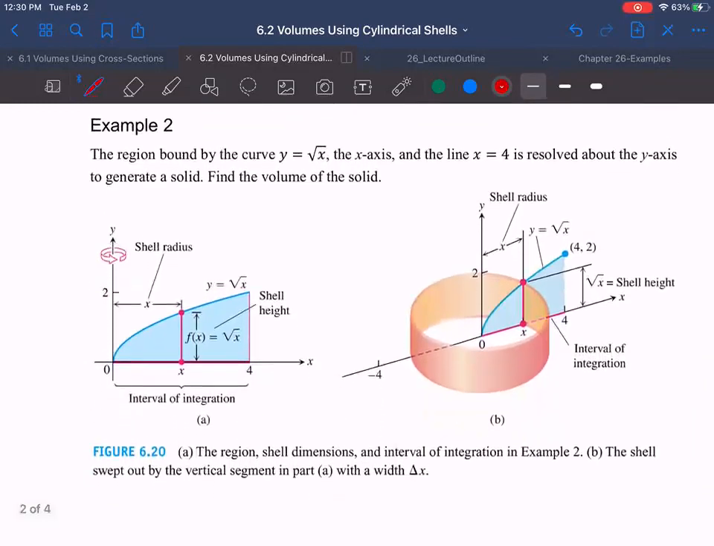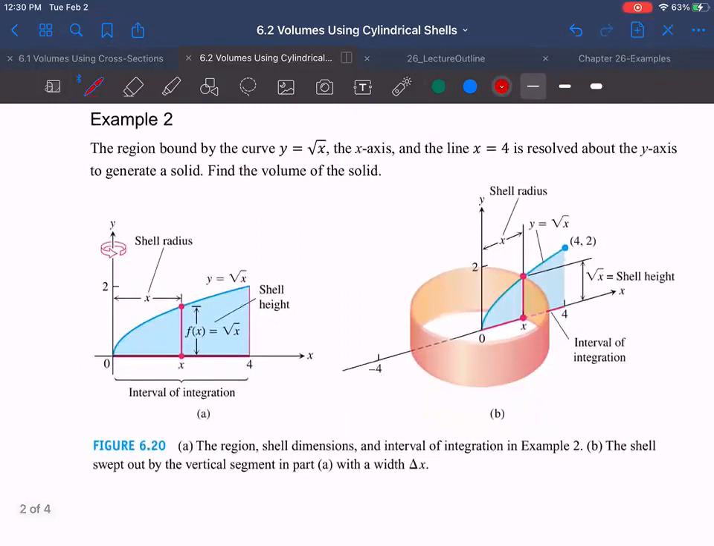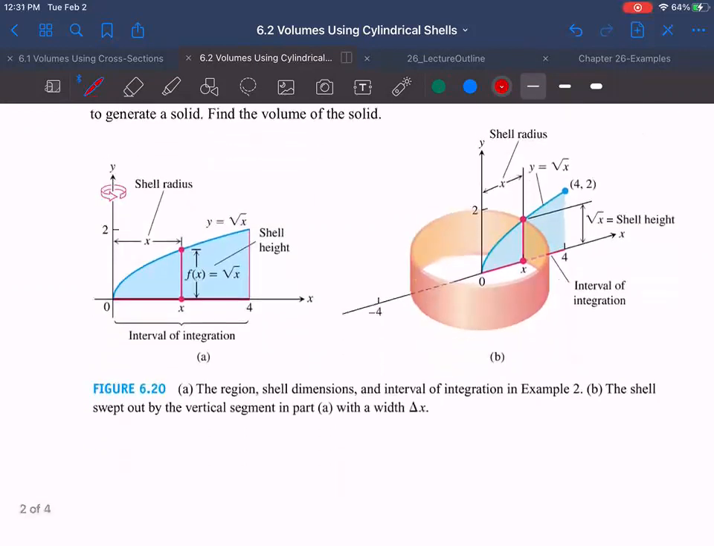The region bound by the curve y equals the square root of x, the x-axis and the line x equals 4 is revolved about the y-axis to generate a solid. Find the volume of the solid. So we're revolving it around the y-axis, which means L is going to be 0. We don't have to do any shifting or anything like that, and so we're going to go through here and try and do it.